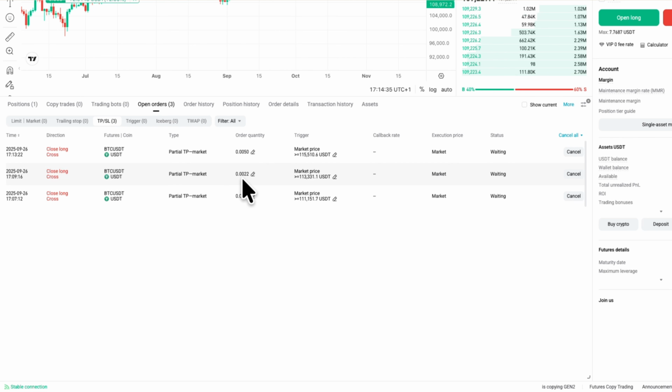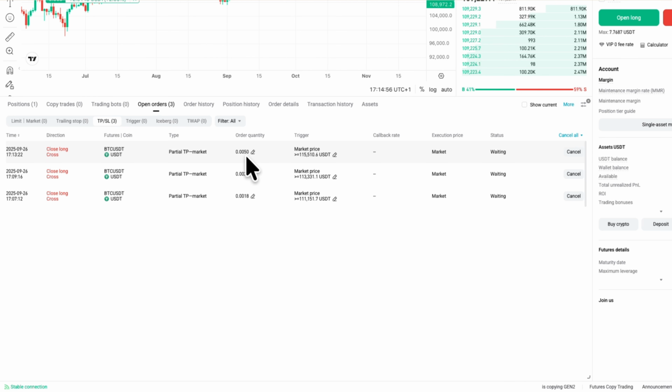The second one is 0.0022 BTC, and the last one is 0.0050 BTC right here. Don't forget, for the first one I'm selling 20% of my capital. The second one, I'm selling 30% of my capital. And the last one is 50% of my capital. But when you are selecting the percentage, it must be 100% for the last one.